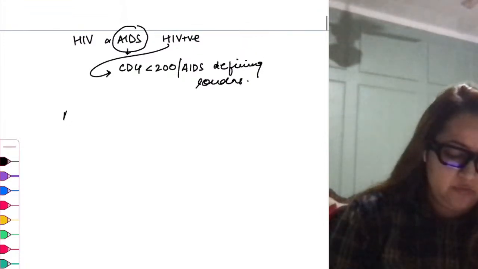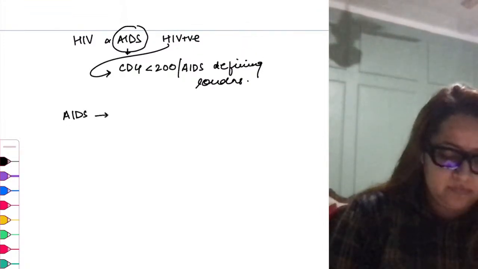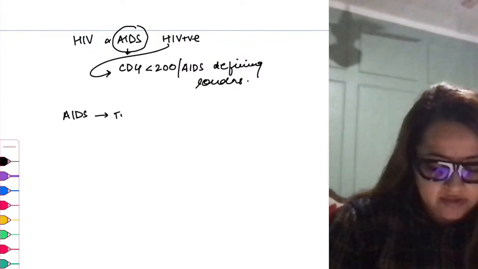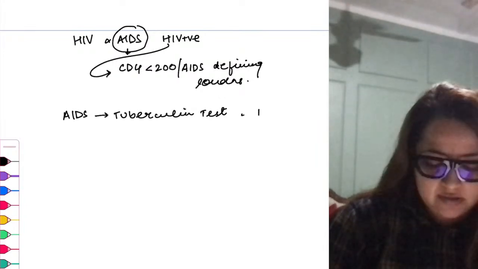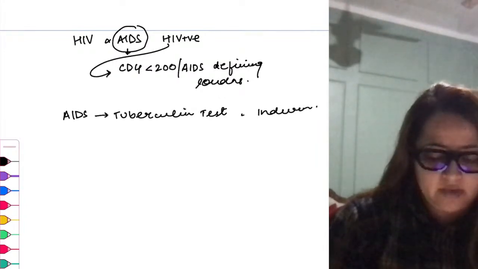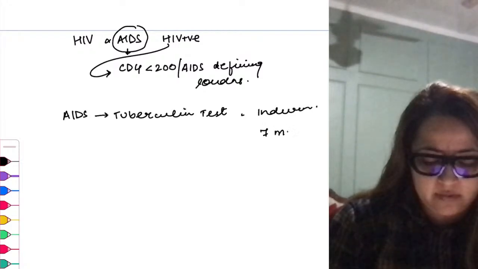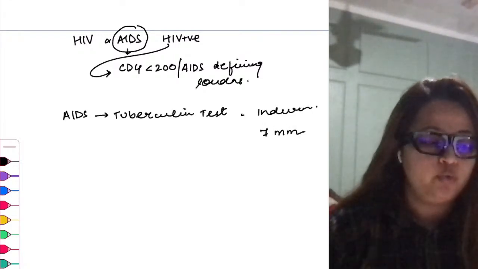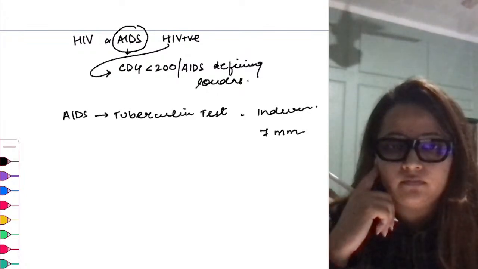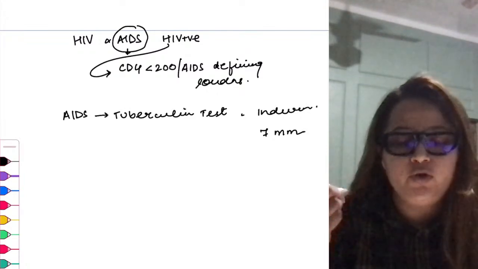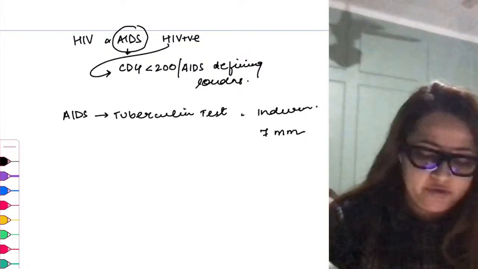Now, supposing they give you a case of an AIDS patient and then they ask you that tuberculin skin testing was done. Tuberculin test was being done and the induration is 7 mm. Would you write it as a positive test or a negative test? AIDS patient and induration of 7 mm or 6 mm.